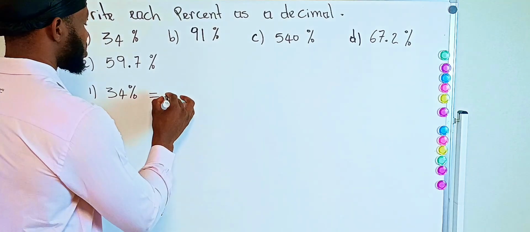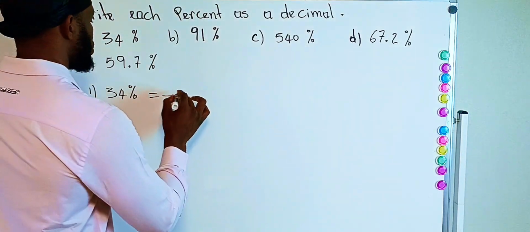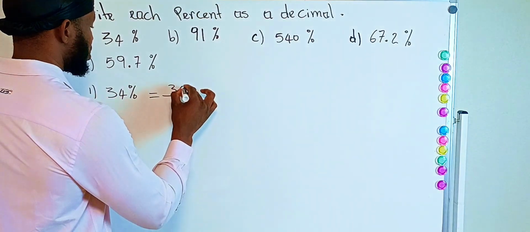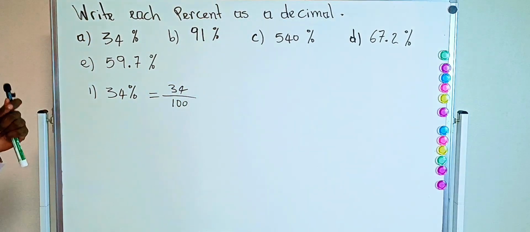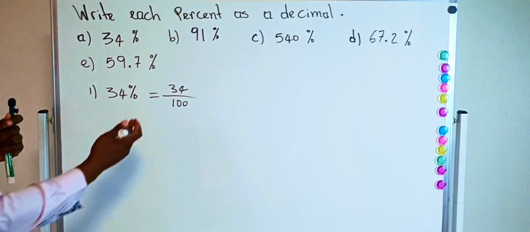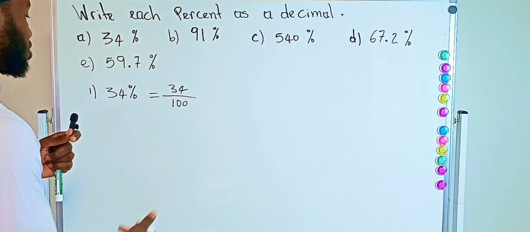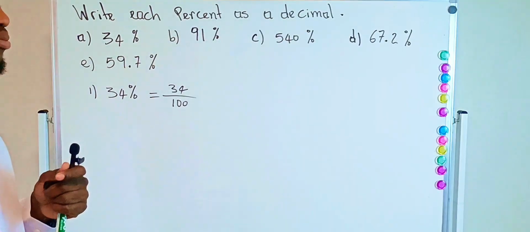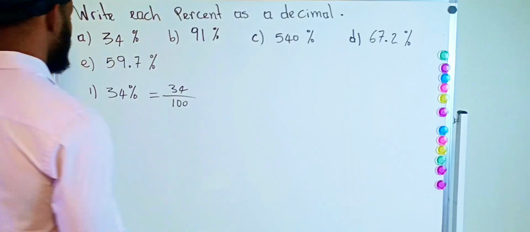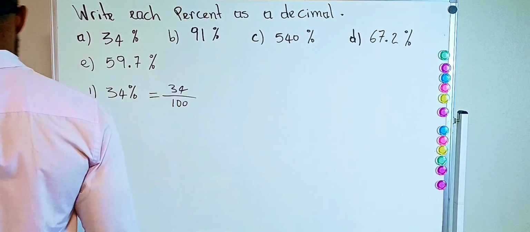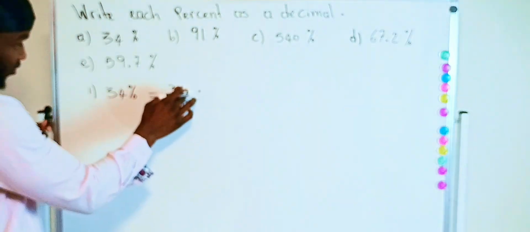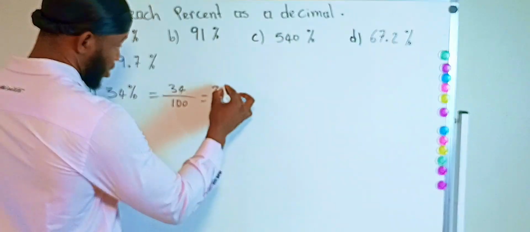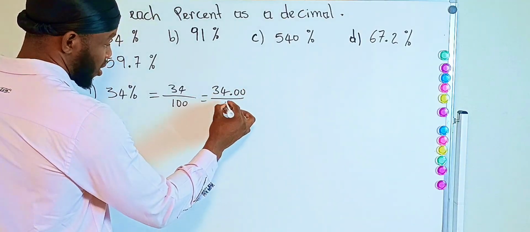First of all, by definition, percent means part per 100, so just put it over 100. Since you have this, it's like you have a division to do. When you divide by a power of 10, you move the decimal point 2 places to the left. So it's gonna be like that. I got 34 divided by 100. It's the same as 34.00 over 100.